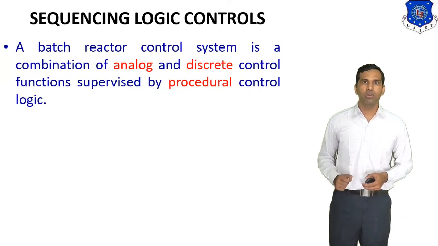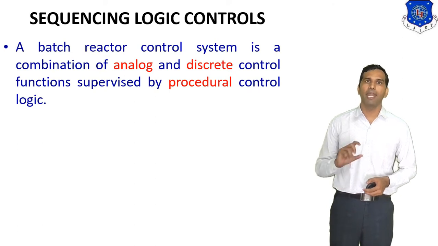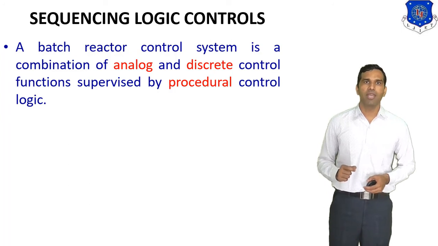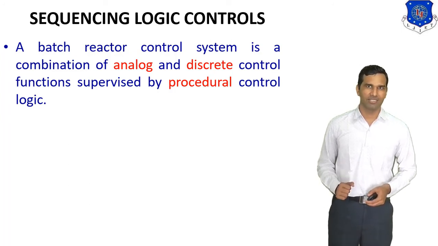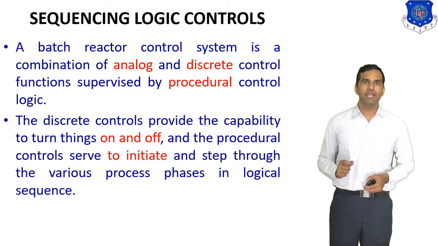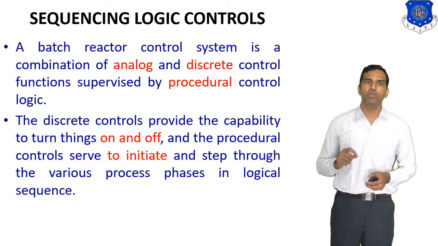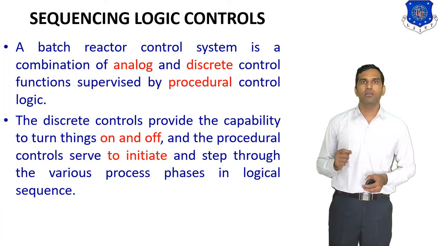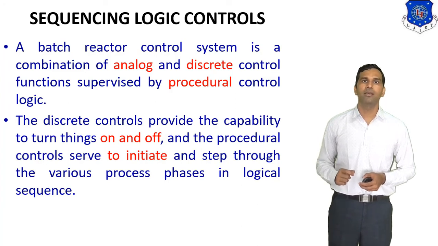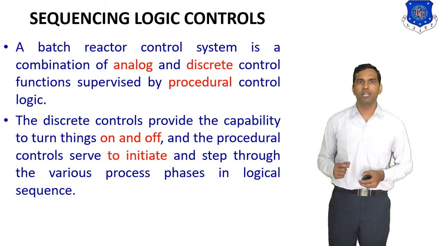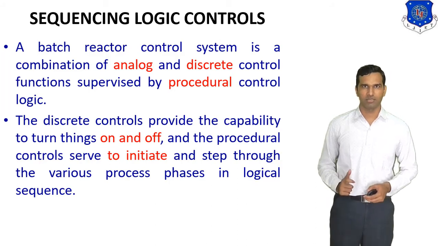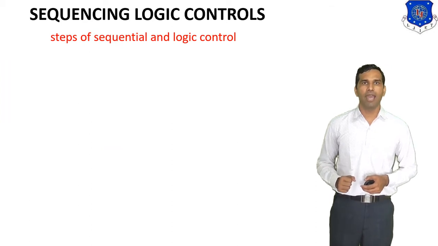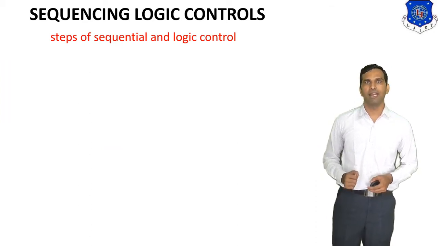A batch reactor control system is a combination of analog and discrete control functions supervised by procedural control logic. The discrete control provides the capability to turn things on and off, and procedural control serves to initiate and step to the various processes based on a logic sequence. Now we discuss the steps of the sequential and logic control system in a reactor.